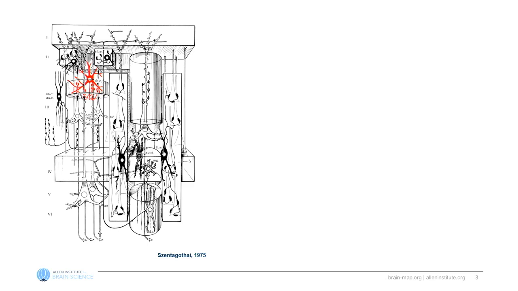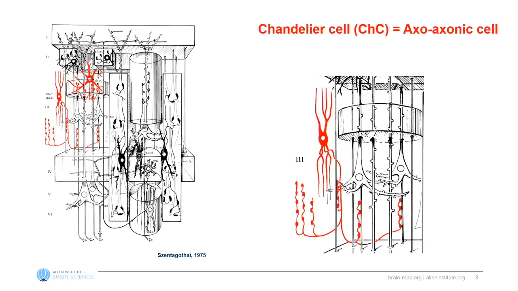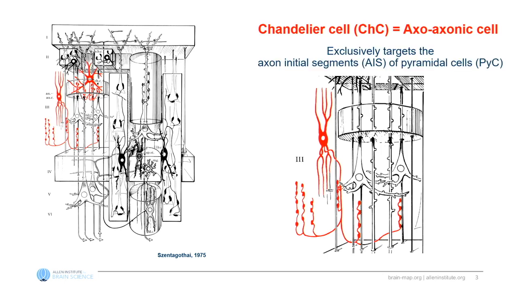But if you look at the drawing more carefully, you see another cell, which looks exactly as I described the Chandelier cell, and that's labeled as axonic cell. The only difference is here, the candles target the axon initial segment. Later studies showed these two cell types are the same. And it targets exclusively the axon initial segment of the pyramidal cells.